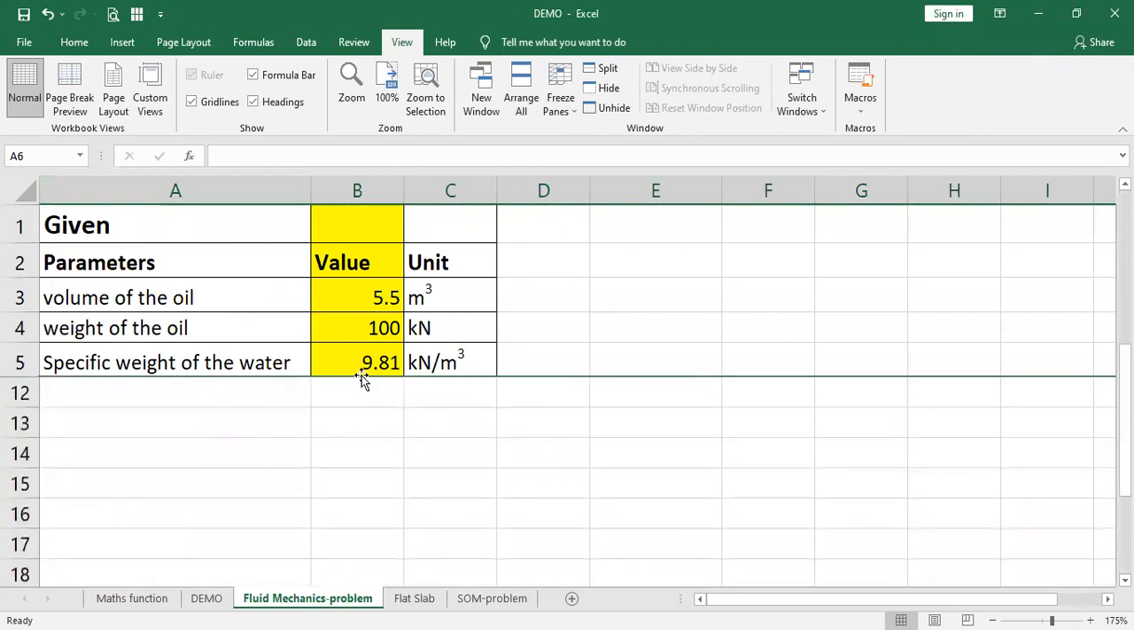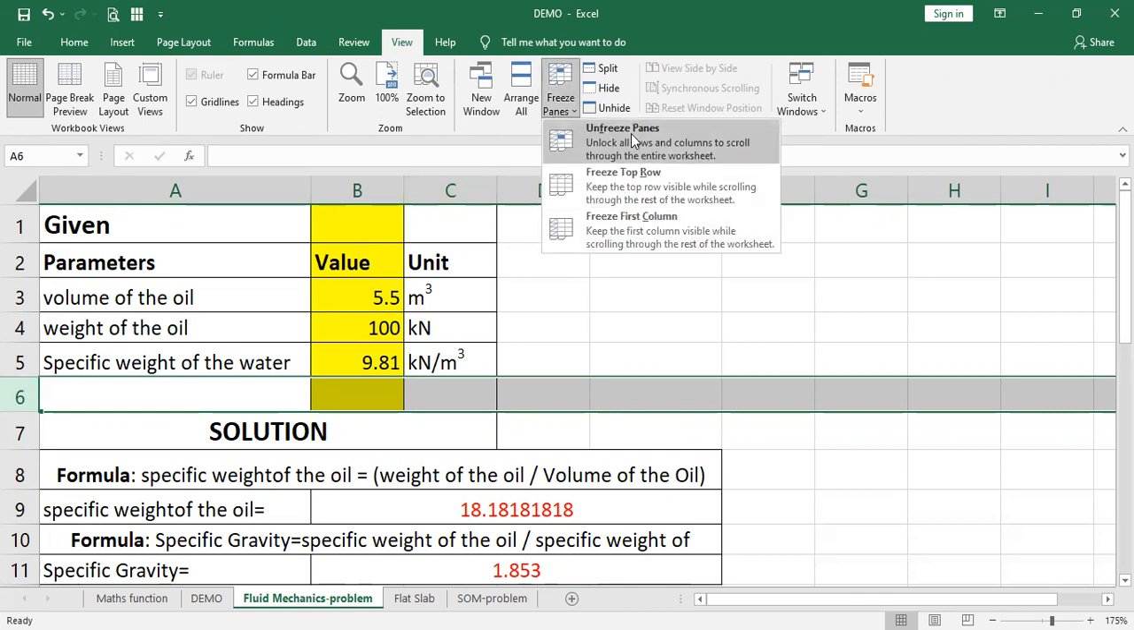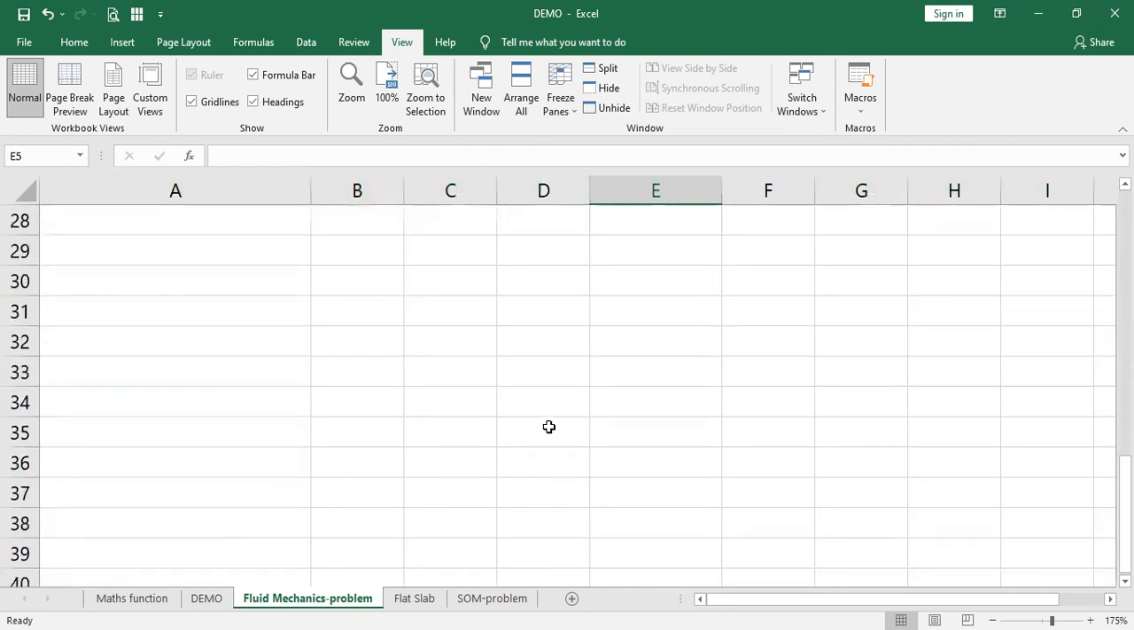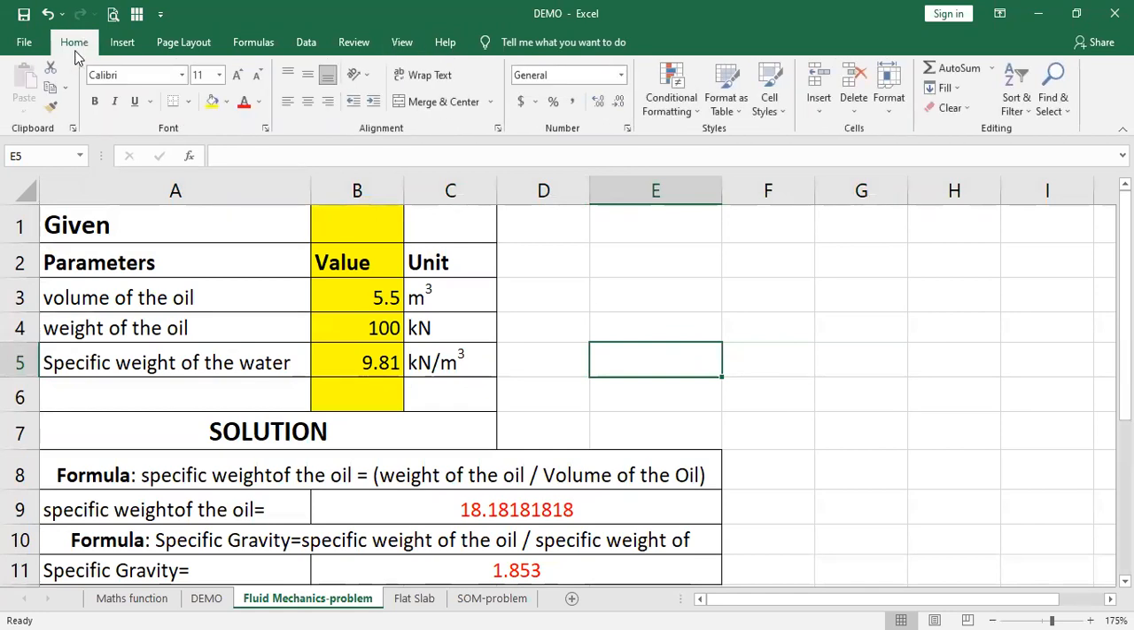Or wherever you feel that this should be appearing every time when I scroll down or scroll up, we should see this thing. So you have to just go ahead with this freeze pane. I can just click on here and unfreeze pane. Now if I scroll down, I won't be able to see that. So this is also a command that is very helpful.